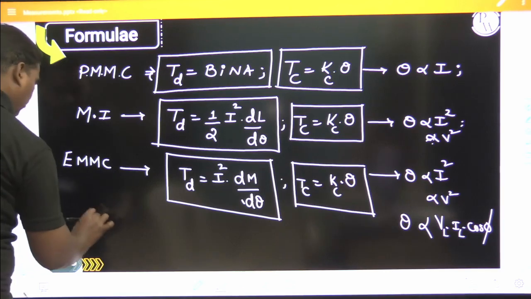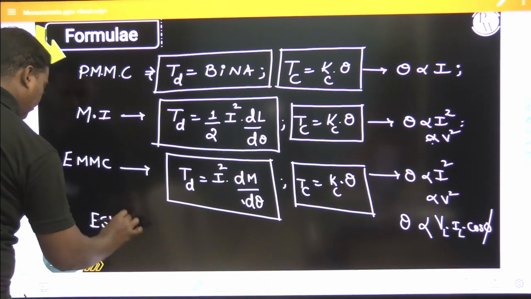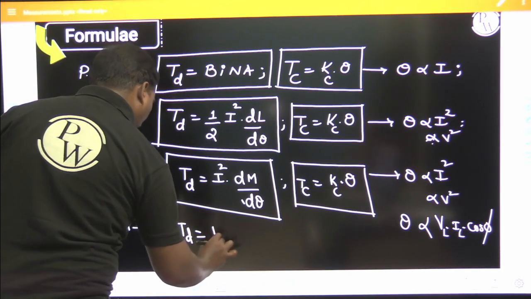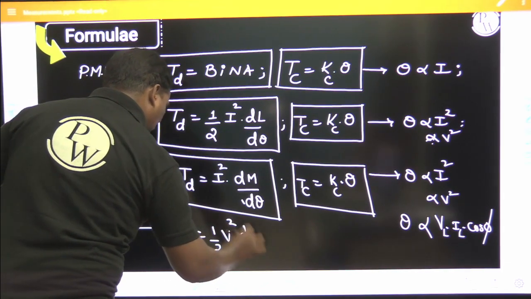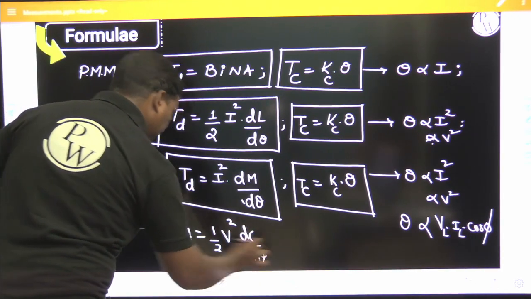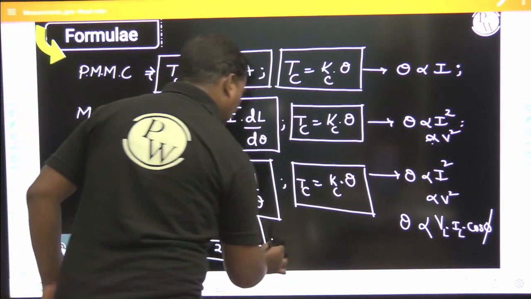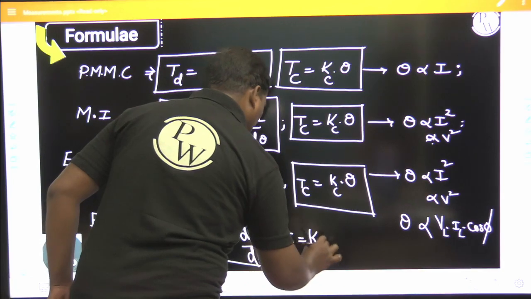Next comes the electrostatic voltmeter. Electrostatic voltmeter formula: deflection torque is equal to 1 by 2 V square dC by d theta, and the controlling torque is equal to Kc theta.